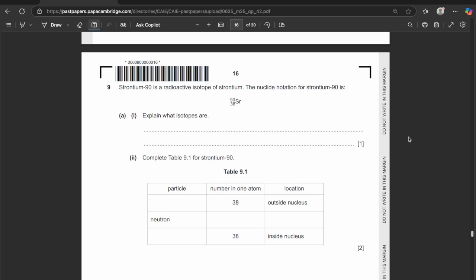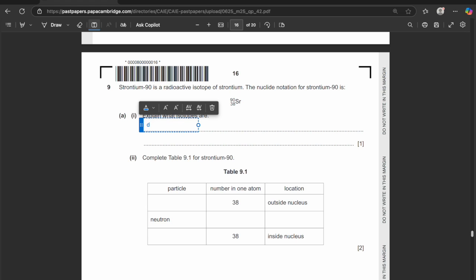9. Strontium-90 is a radioactive isotope of strontium. The nuclear notation for strontium-90 is this right here. In A1, explain what isotopes are. So isotopes are atoms, different atoms of the same element with same number of protons but different number of neutrons.